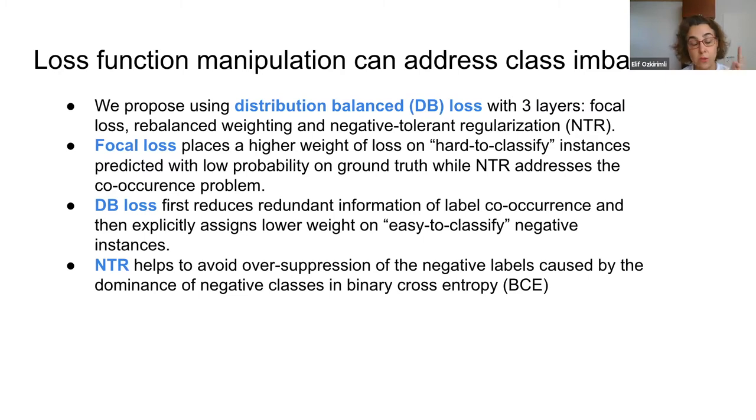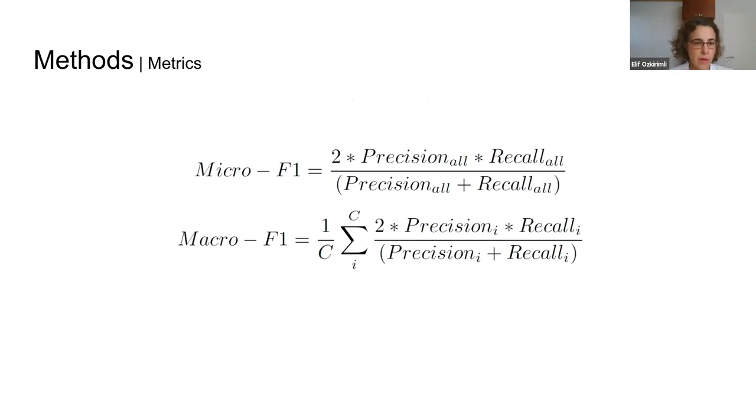negative tolerant regularization. Focal loss, this is again another common loss function, places a higher weight of loss on hard to classify instances predicted with low probability on the ground truth, while negative tolerant regularization addresses the co-occurrence problem. DB loss, or distribution balance loss, first reduces redundant information of label co-occurrence and then explicitly assigns lower weight on easy to classify negative instances. And then negative tolerant regularization helps to avoid oversuppression of negative labels caused by dominance of negative classes in binary cross entropy. So we use micro F1 and macro F1 as metrics to measure our, let's say, success or performance.